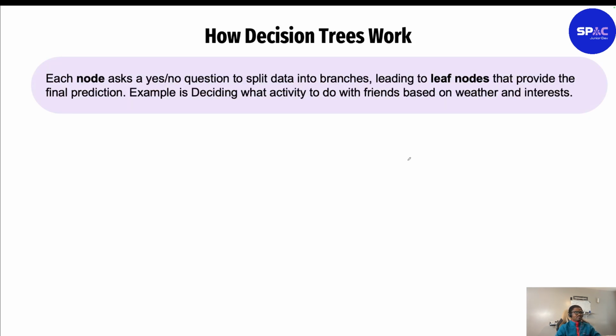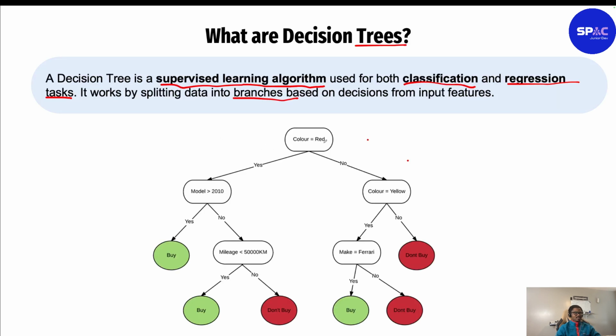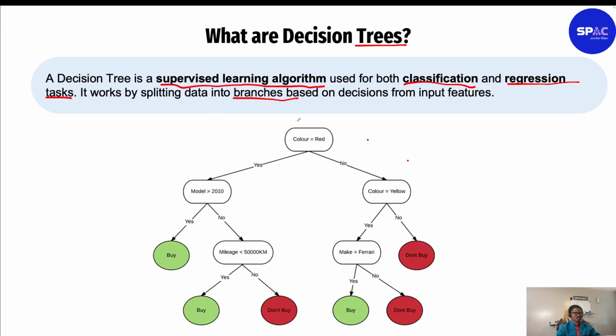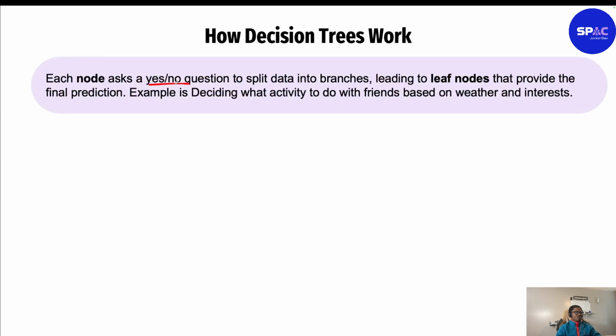Okay, so how does this decision tree work? Each node asks a yes or no question, just like what we did here. Is it red, blah blah blah, right? So this is a node. That's what a node is. Each node asks a yes or no question to split data into branches, leading to leaf nodes that provide the final prediction. The leaf node, please don't forget, is the end of the branch.